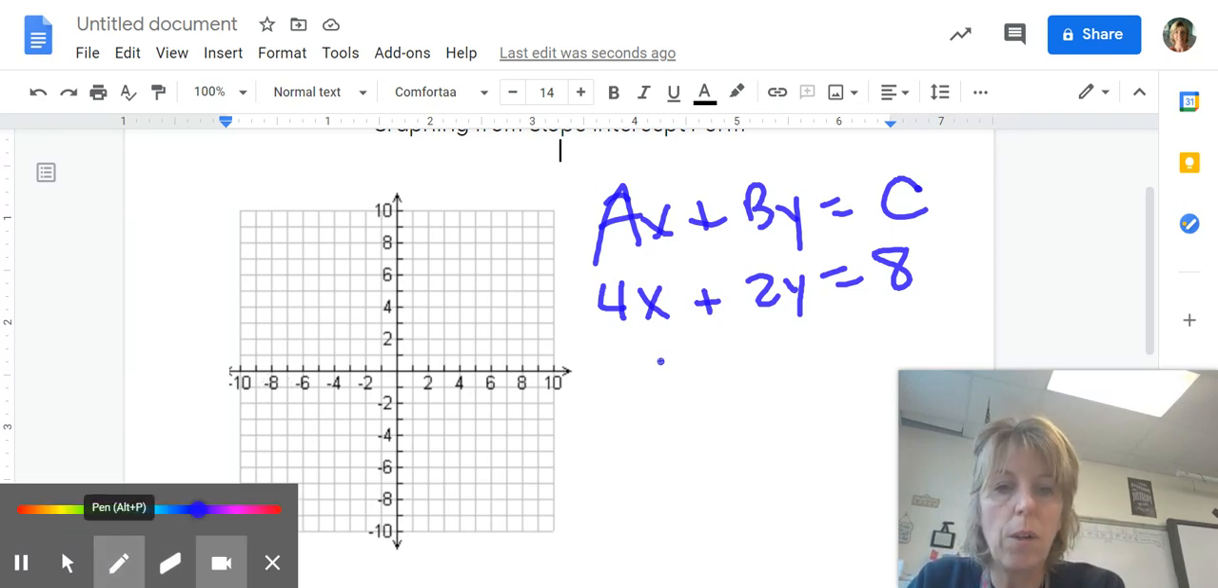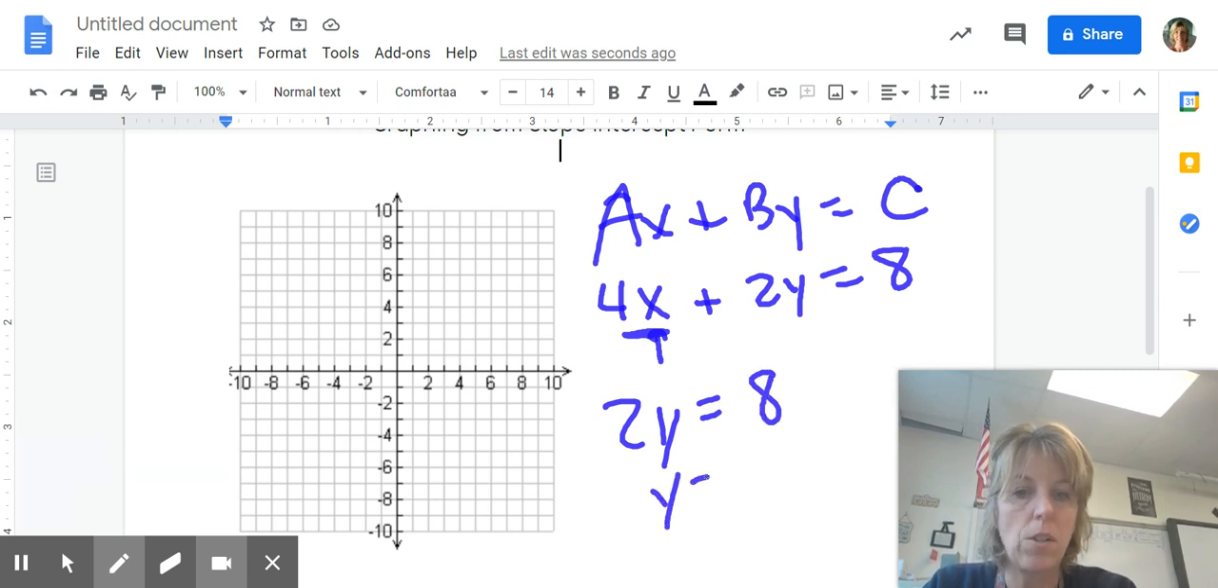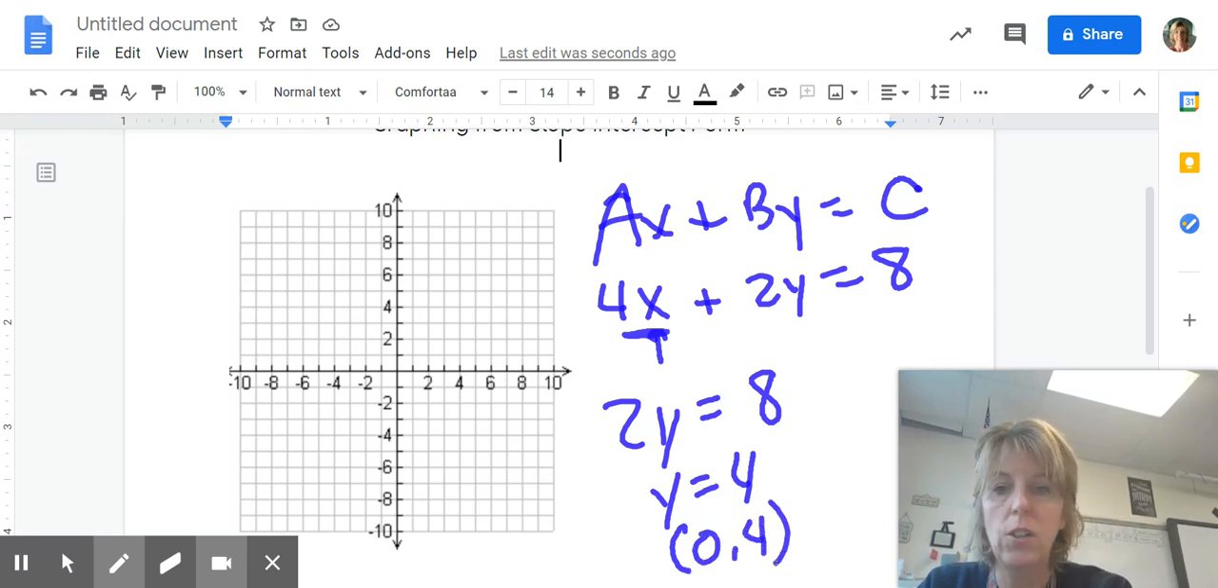So I can plug a 0 in right here and get 4 times 0, which is going to make that go away. So if I'm solving for y, I cover the x. Imagine that I cover the x. If this goes away, I'm left with 2y equals 8. I use my one-step equation skills and I get y equals 4. Now that's really a coordinate point where x is 0 and y is 4. So I can plot that point right there.